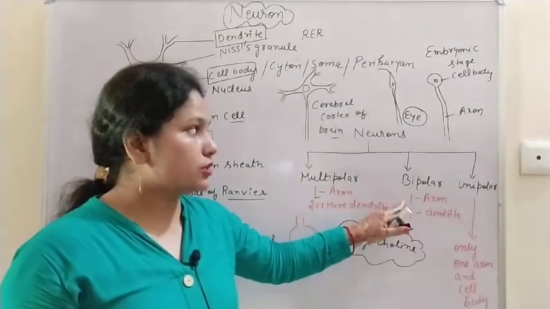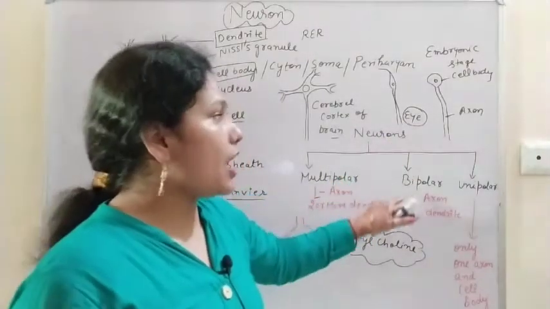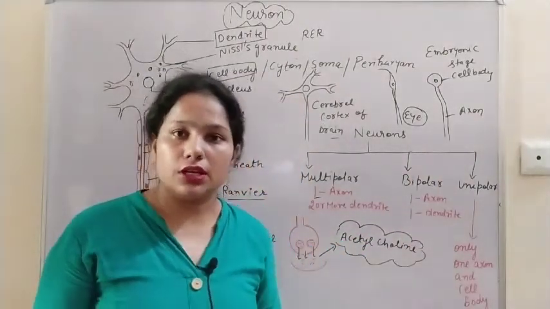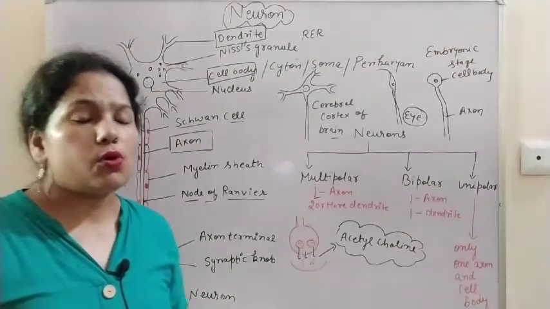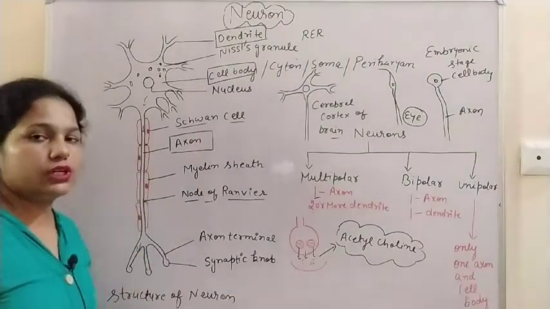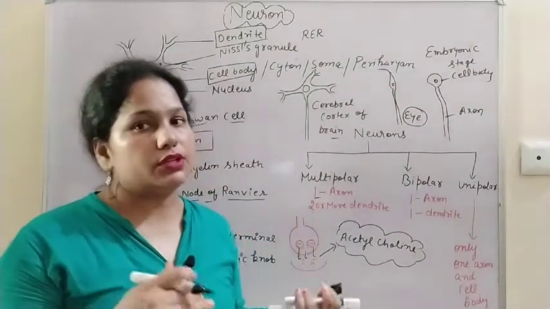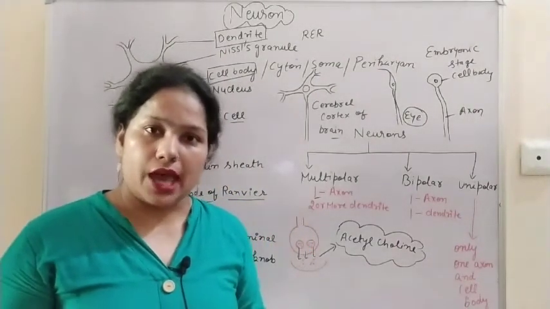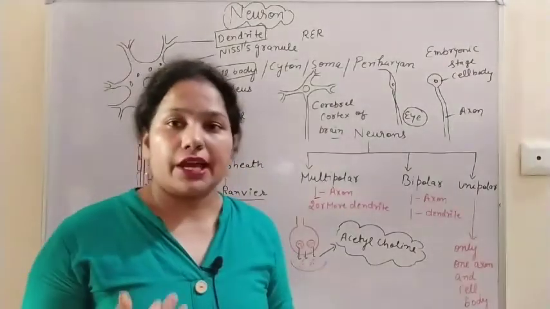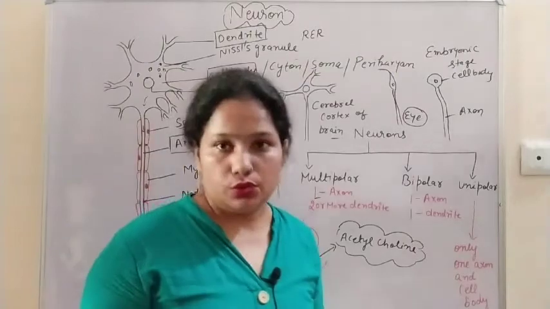And bipolar neurons are present in case of the eye, in the retina of the eye, and the third, the unipolar, is present in the embryonic life. Now on the basis of the myelin sheath, the neurons are also of different types. In some neurons this myelin sheath is present, and in some neurons this myelin sheath is absent. So on the basis of this, neurons are categorized into myelinated neurons and unmyelinated neurons.